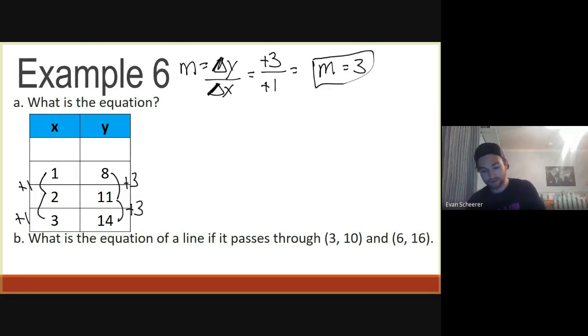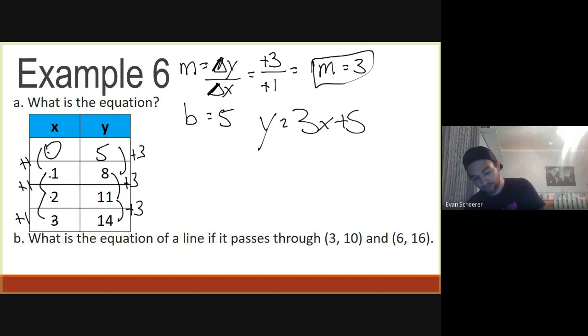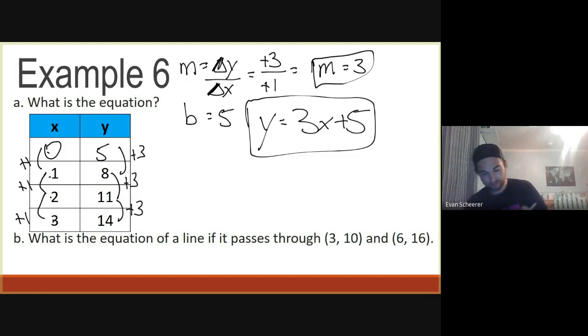Now we just need to find our b. Remember, b is the y-intercept on the y-axis, so there's a height, but there's no width, right? There's no length side to side, so x has to be 0. So notice, it goes 3, 2, 1, 0, so it follows the pattern, so this would be plus 1. So here, we need a plus 3, which means this is going to be 5, because 5 plus 3 is 8. So therefore, our b is 5. So we get y equals 3x plus 5.